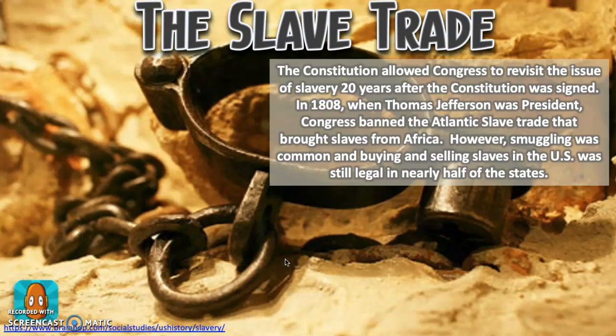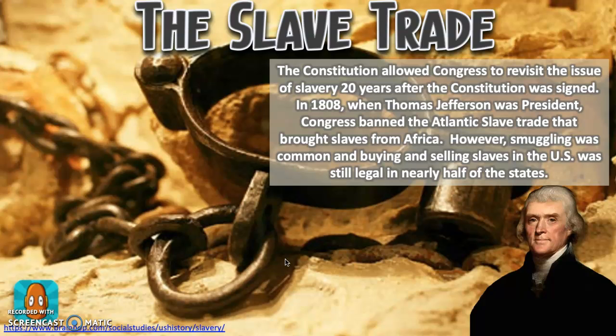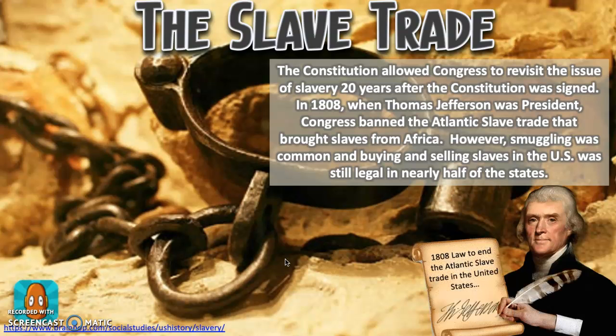The Constitution allowed Congress to revisit the issue of slavery 20 years after the Constitution was signed. So in 1808, when Thomas Jefferson himself became president, Congress banned the Atlantic slave trade that brought slaves from Africa. However, smuggling was still common, and buying and selling slaves in the United States was still legal in nearly half of the states. So here's Thomas Jefferson, who owns slaves, but he's willing to ban the Atlantic slave trade. He signs that into law.